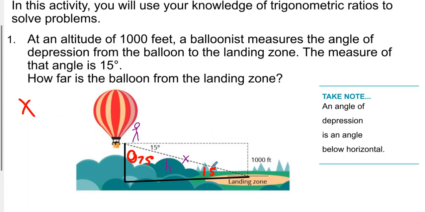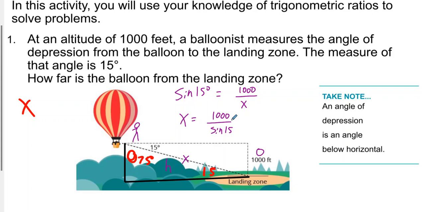This is hypotenuse. This is opposite. SOHCAHTOA. Which one deals with opposite on hypotenuse? You guessed it. Sine of 15 degrees would equal opposite 1,000 over hypotenuse, which is x. I'm going to do my switcheroo and do x equals 1,000 over the sine of 15.